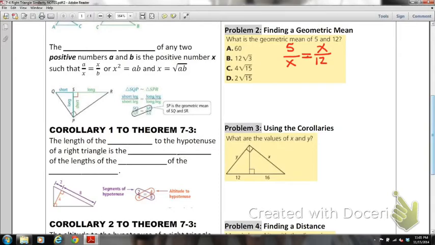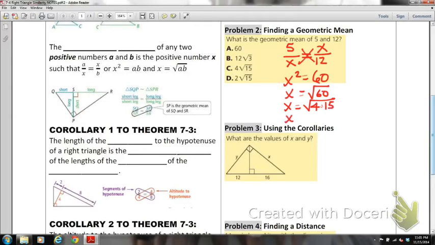So if you cross multiply these, you're going to get x squared is equal to 60, and x is the square root of 60, and you need to leave this in the simplest radical form. So what is a perfect square that is a factor of 60? It's 4 times 15.